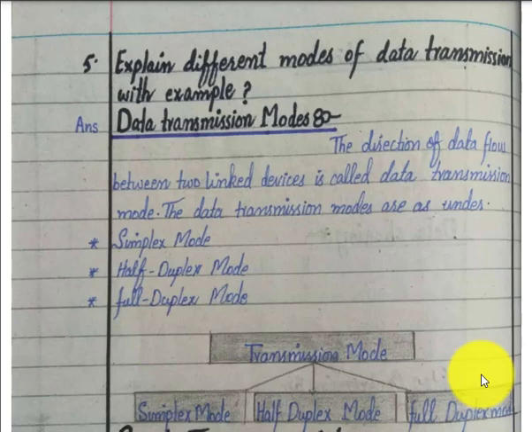In today's lecture, I shall be discussing different modes of data transmission. So we have data transmission modes, and the direction of the data flow between two linked devices is called data transmission. So first of all, what actually is data transmission? Data transmission is basically the flow of data, or the direction of data flow, between two devices, between two computers that are linked together.